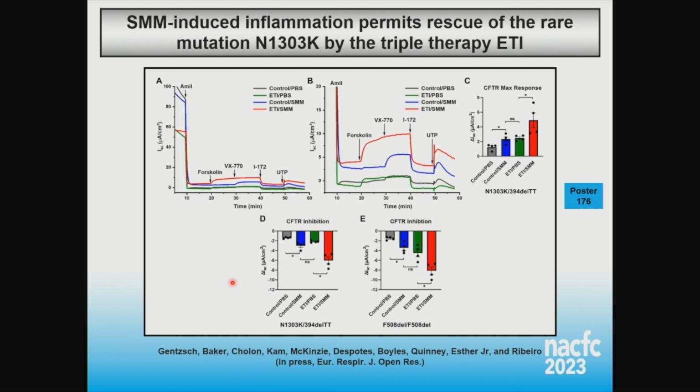Now, more recently, Martina and I started studies, and this is now in press, in which we tried to see what happens with a rare mutation, N1303K, which is not approved for ETI, or the elexacaftor, tezacaftor, ivacaftor therapy. Suffice to say that ETI alone gives a little bit of rescue, but not enough for approval. However, in the presence of SMM, that combination significantly enhanced CFTR function. Again, this can be shown here by the CFTR maximal response, or also by the response to the CFTR inhibitor 172. And here is simply a comparison to what we get with 508del CFTR cultures. So it's not so far from it.